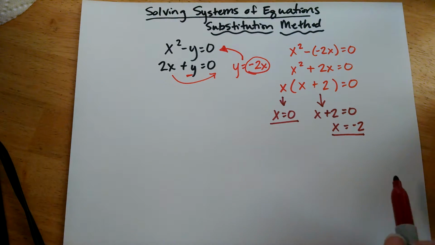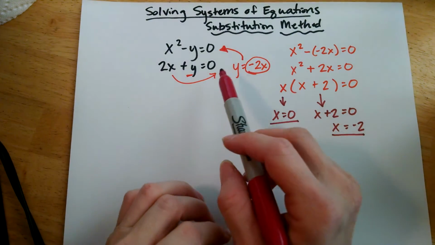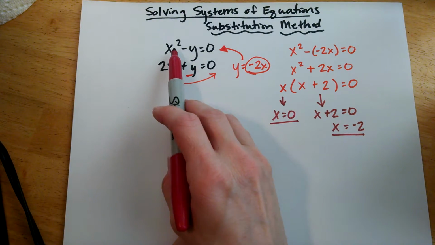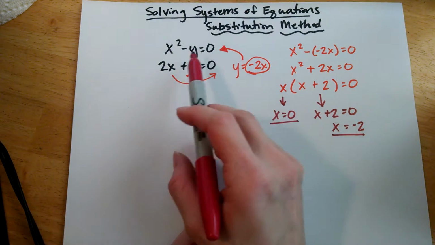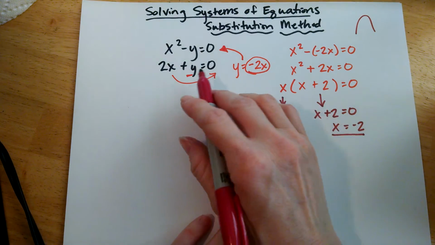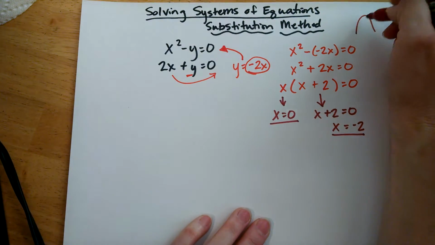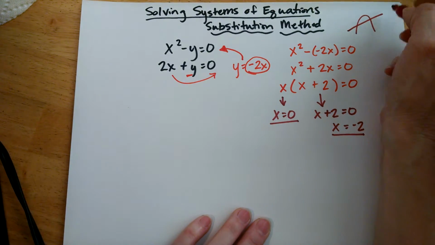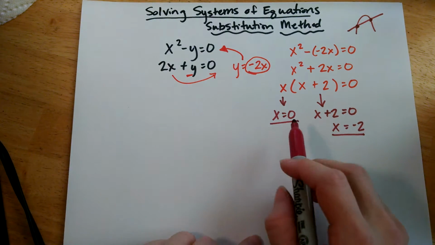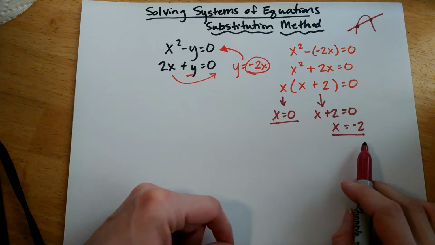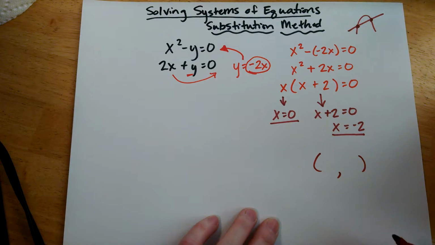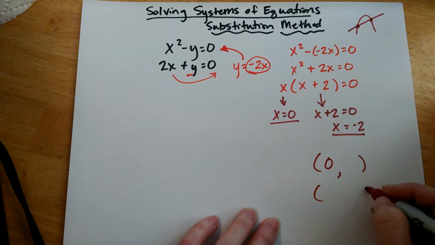Okay, so I have a couple of options here. The solution is where these two equations intersect. Now, since this is a parabola, it's got an x squared term or a quadratic function. I know it's going to look something like this. It's an upside down parabola, and then there's going to be a line through it. So the intersections, I might have 2 of them. And from solving this, I know that I will have 2 because x could equal 0 or it could equal negative 2.